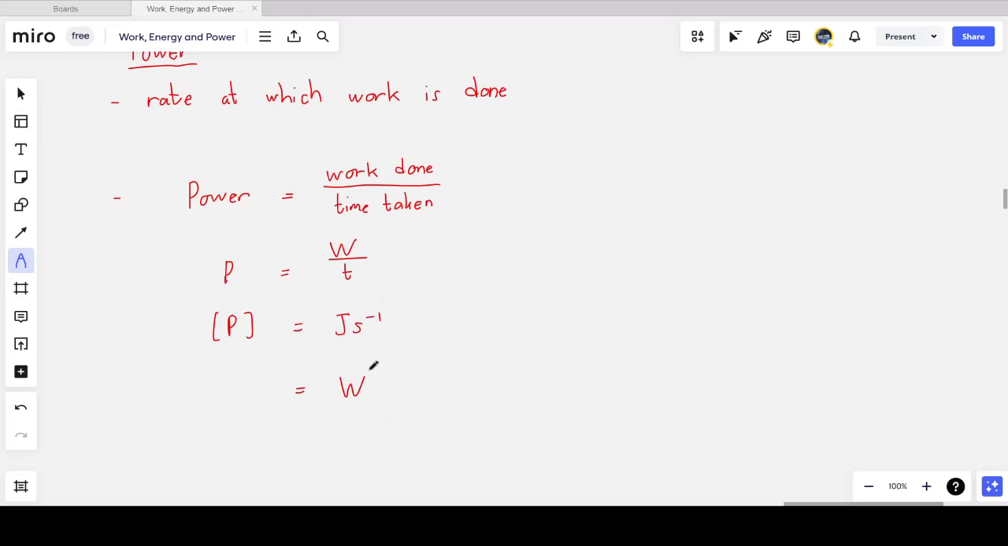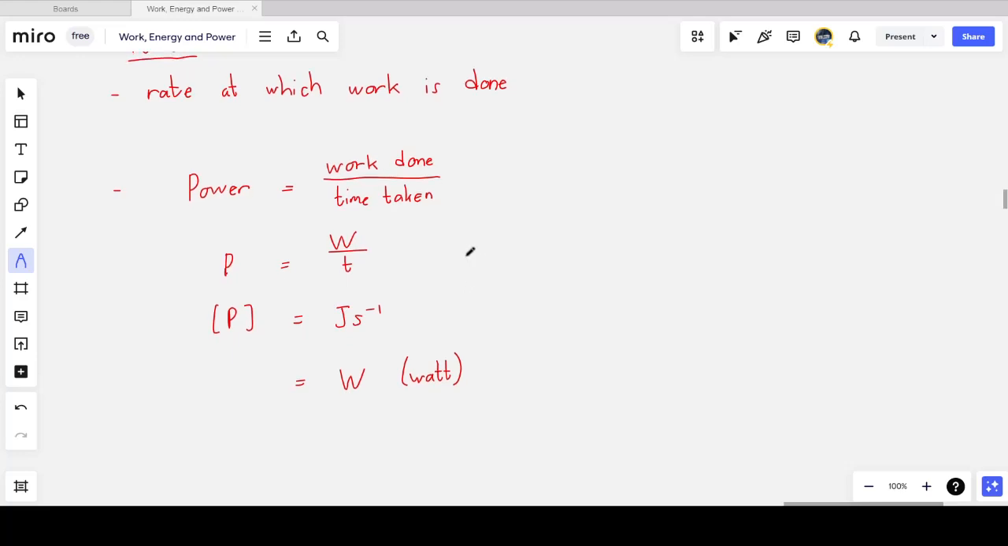Don't confuse uppercase W, the symbol for the unit of measurement, with the symbol for work done. And this is the watt, W-A-T-T. So the unit of measurement for power is the watt. For example, 100 watts means I'm doing 100 joules of work every second. And so if my power supply for my laptop is 45 watts, that means my laptop can convert 45 joules of electrical energy to chemical energy to charge my battery every second, or whatever. And so that is what power is.